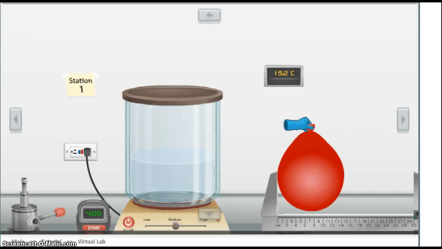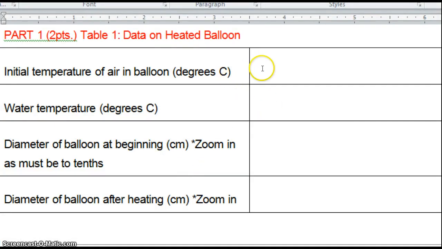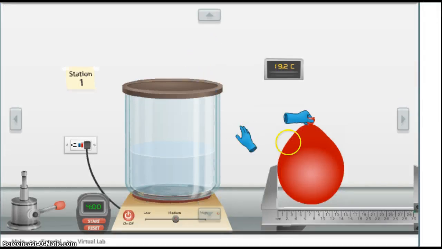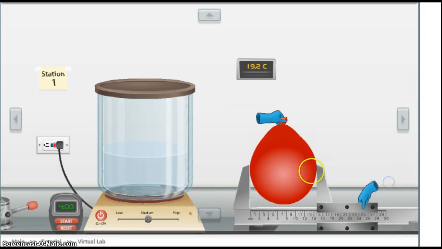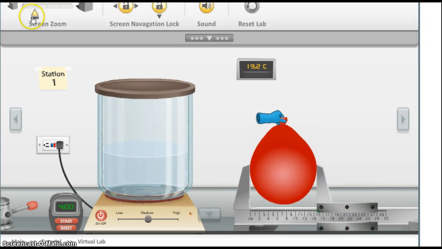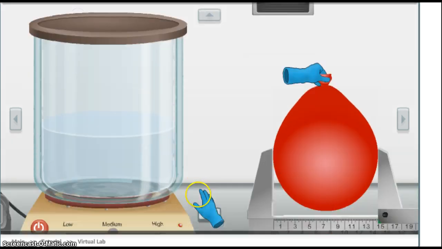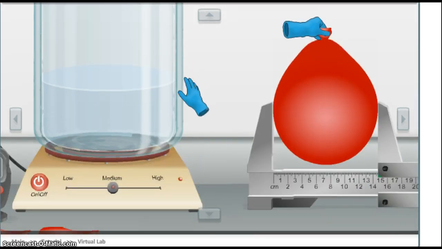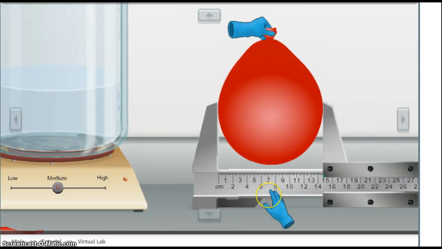All right, so we need to write that down. Initial temperature of air in the balloon, 19.2, and we already know it's degrees Celsius. So now we're going to measure how big the balloon is, and we're going to use calipers. That's this measuring device. Calipers are used a lot in electricity if you're an electrician, but other than that, we don't use calipers a lot in real life.